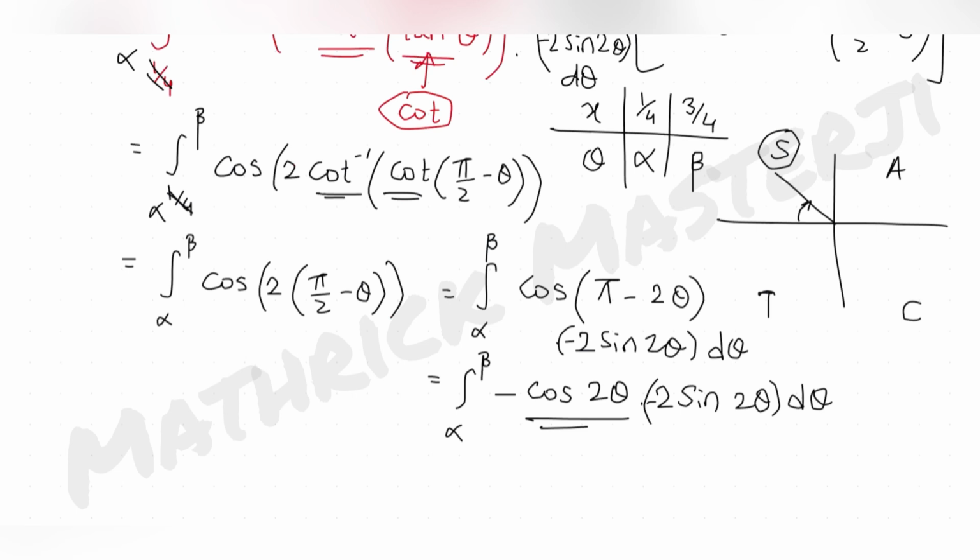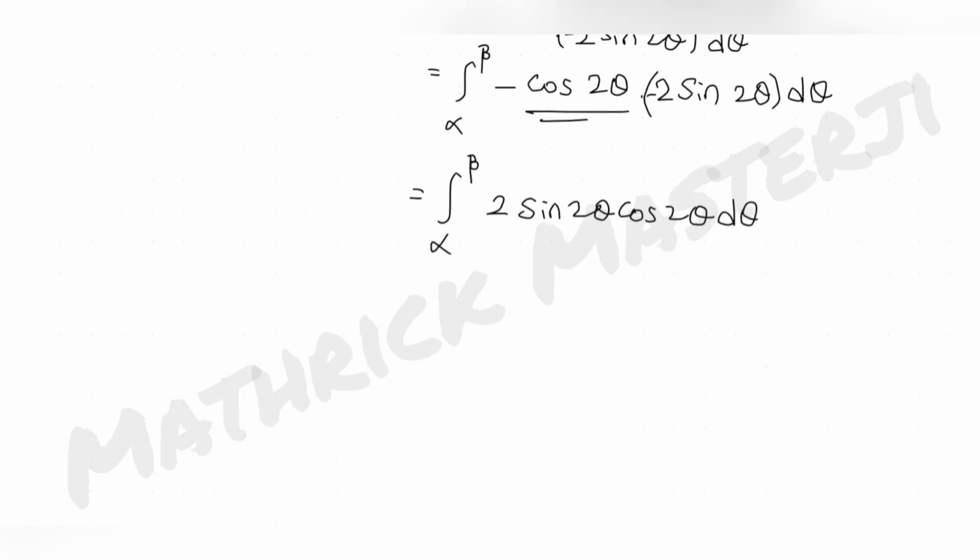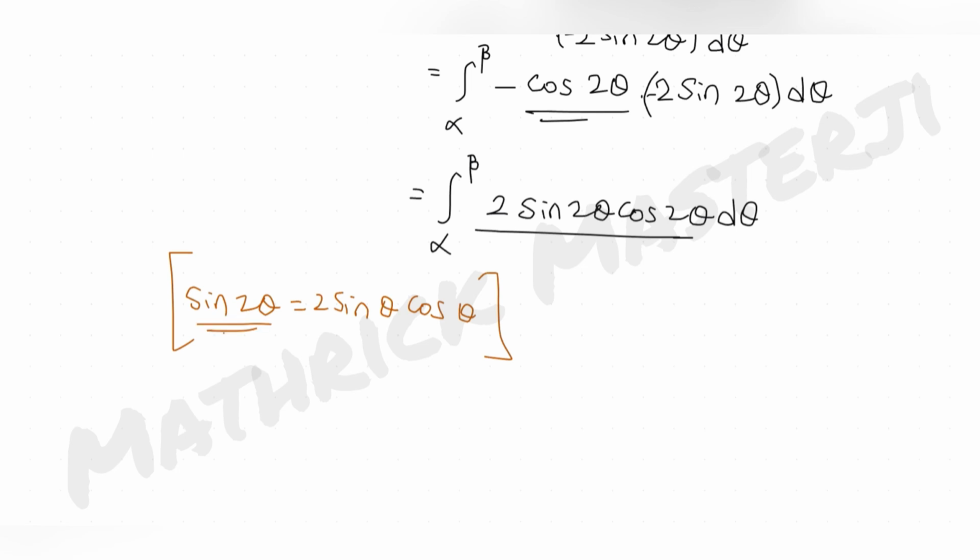So from here, once I have this, I get alpha to beta 2, because negative into negative makes it positive, sine 2 theta cos 2 theta d theta. So it is basically in the form 2 sine 2 theta cos 2 theta, which I know is an expansion. If I have sine 2 theta, it basically becomes 2 sine theta cos theta, just instead of theta here, I have 2 theta. So this expression would also become sine of 4 theta. So my limits would be alpha to beta, finding the integral of sine 4 theta d theta.